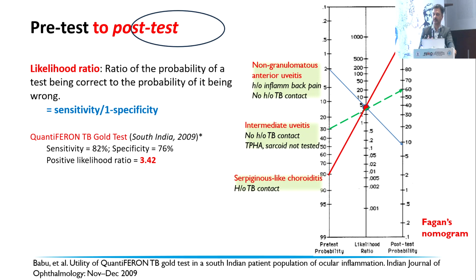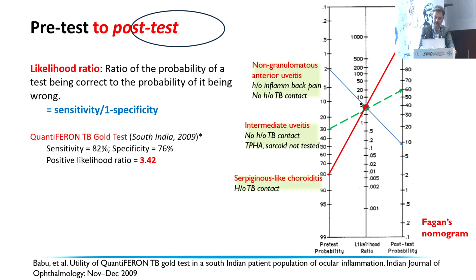Now the third scenario: you have seen so many cases of serpiginous-like choroiditis. A patient comes with serpiginous-like choroiditis, there is a history of TB contact, and your pre-test probability is very high now for TB, around 80%.